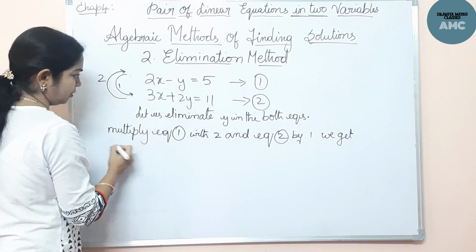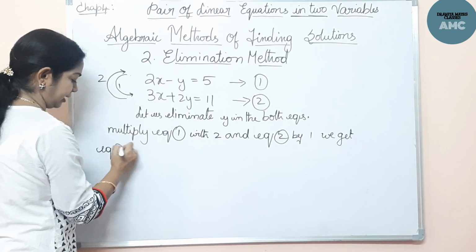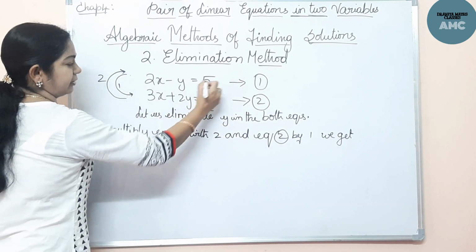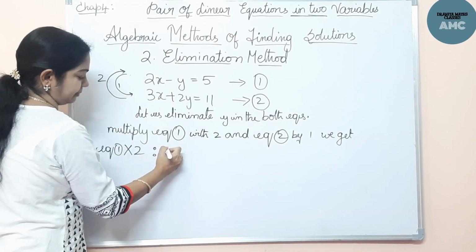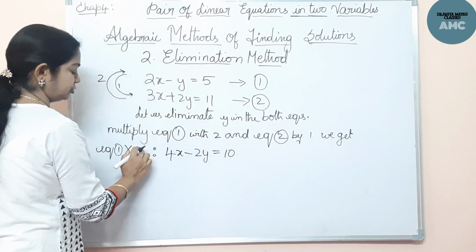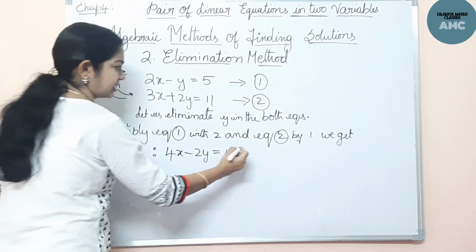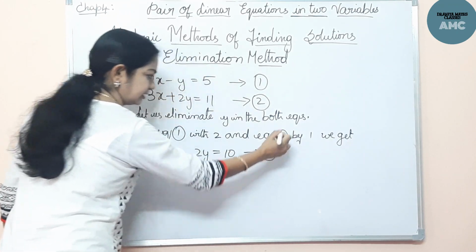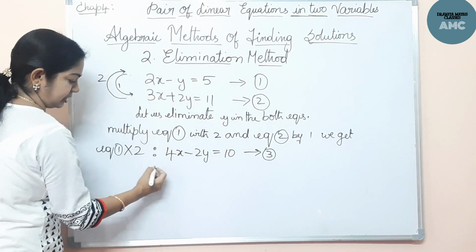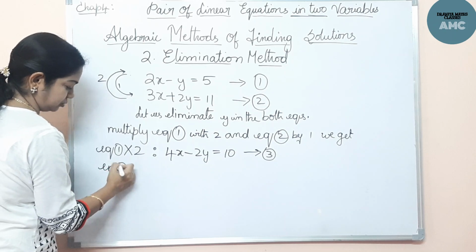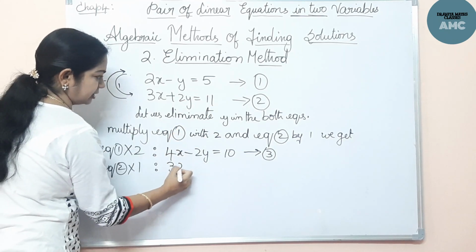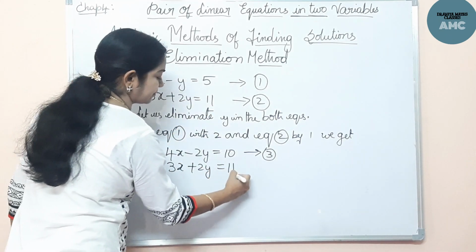Now equation 1, I am multiplying it with 2. So that comes to the whole equation, LHS and the RHS part. I'll multiply and directly write it: 4x minus 2y equals to 10. The number 2 is multiplied to each and every term. Now this comes to equation 3. And equation 2 by 1: just multiply with 1, means the same equation you get. 1 means the terms will not change. 3x plus 2y equal to 11.